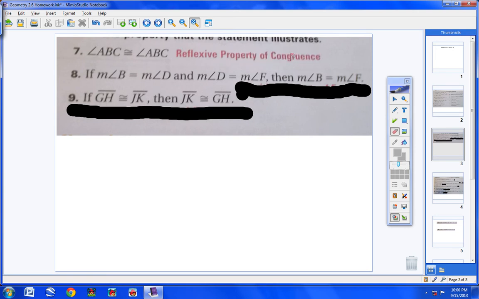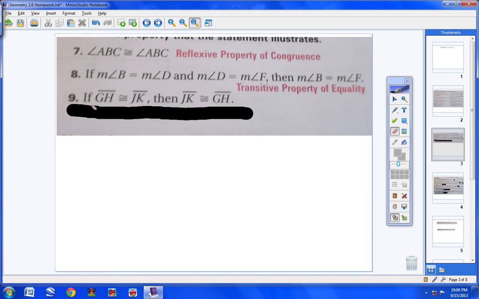All right, let's take a look at number 8. The measure of angle B equals the measure of angle D, and the measure of angle D equals the measure of angle F. Thus, the measure of angle B equals the measure of angle F. Now, notice it's an equal sign, so it's definitely going to be one of your equality properties, and it would be transitive. When you go from B to D to F to B to F, that's transitive, so it's going to be the transitive property of equality.